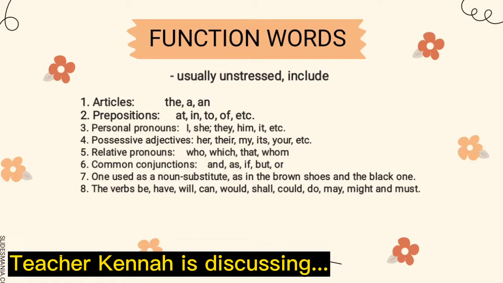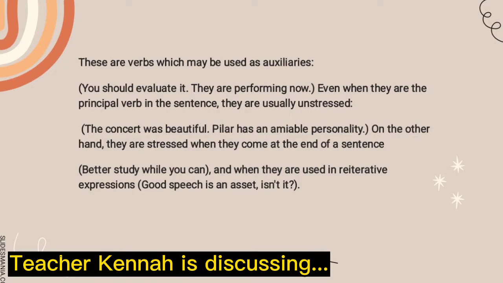Number 8, the verb be. Example: have, will, can, would, shall, could, do, may, might, and must. These are verbs which may be used as auxiliaries. Even when they are the principal verb in the sentence, they are usually unstressed. The concert was beautiful. Pilar has an amiable personality. On the other hand, they are stressed when they come at the end of the sentence.